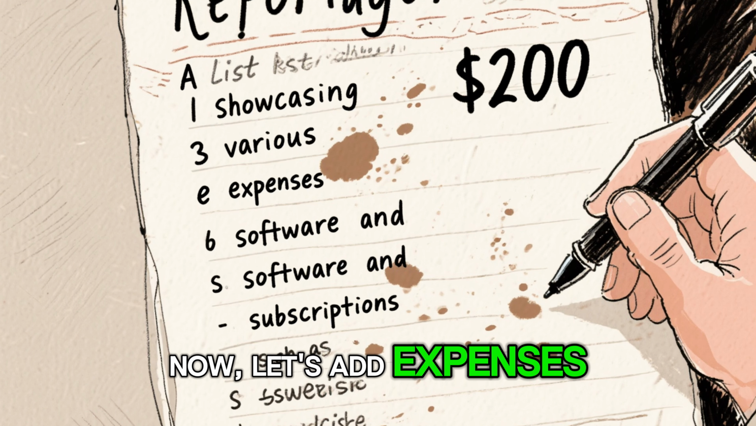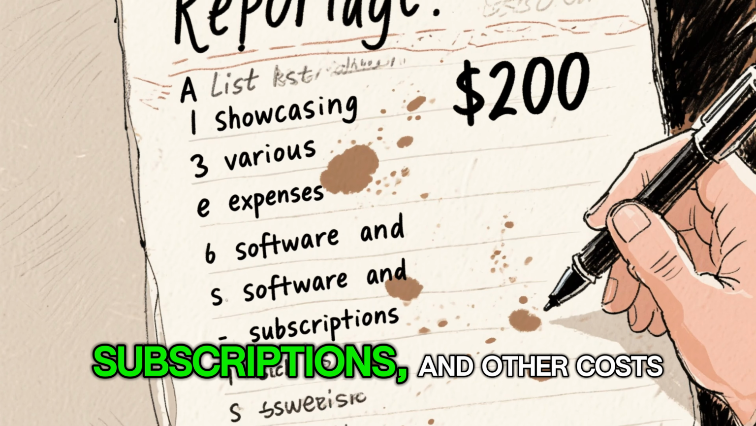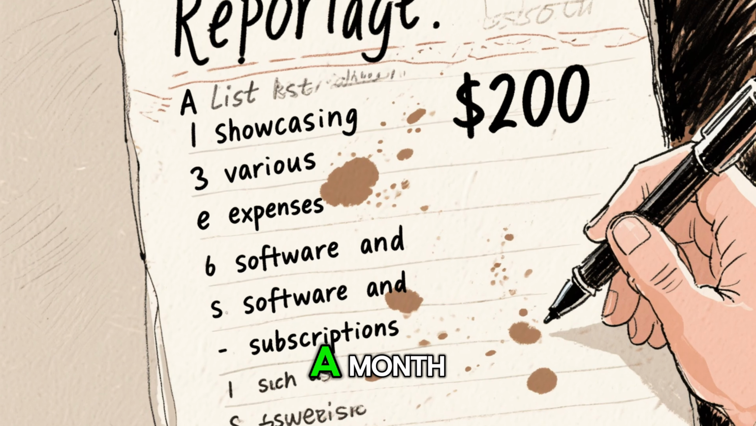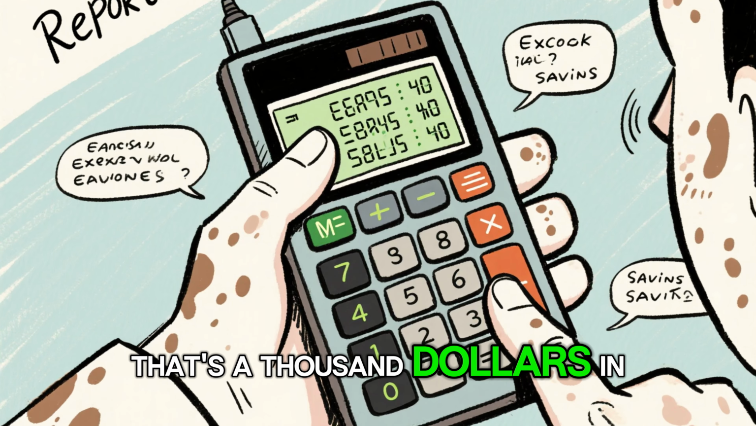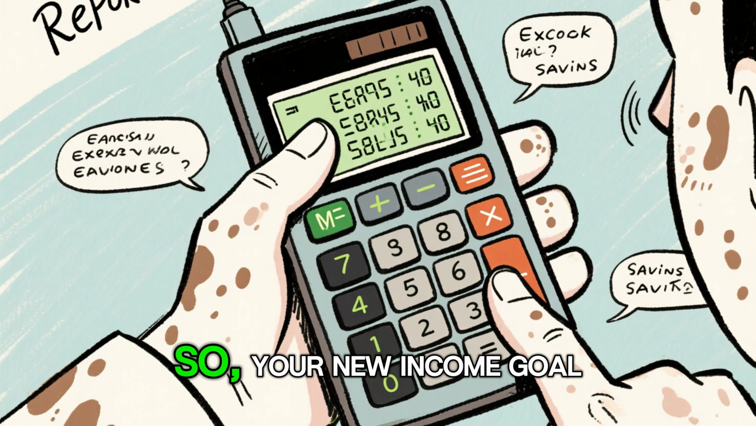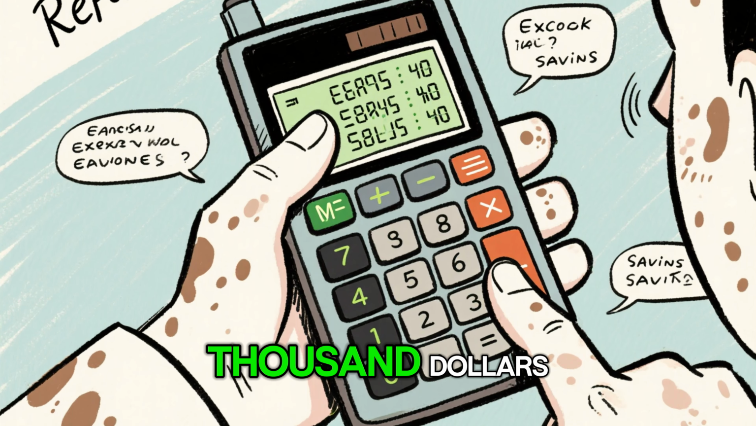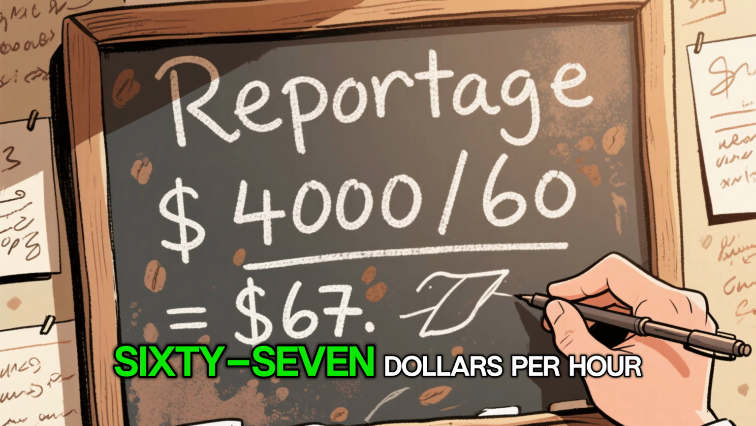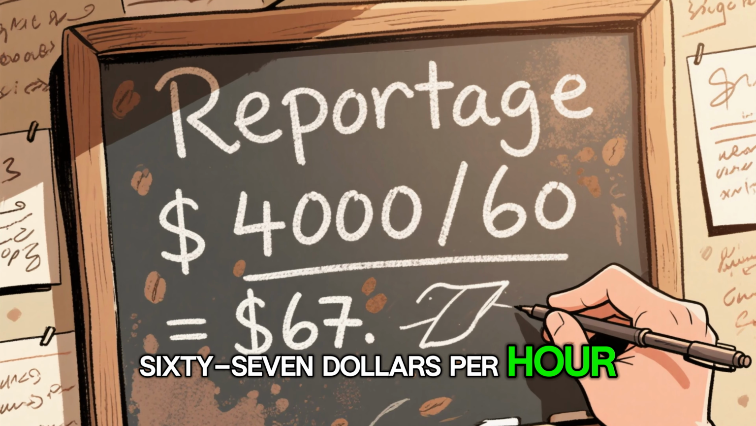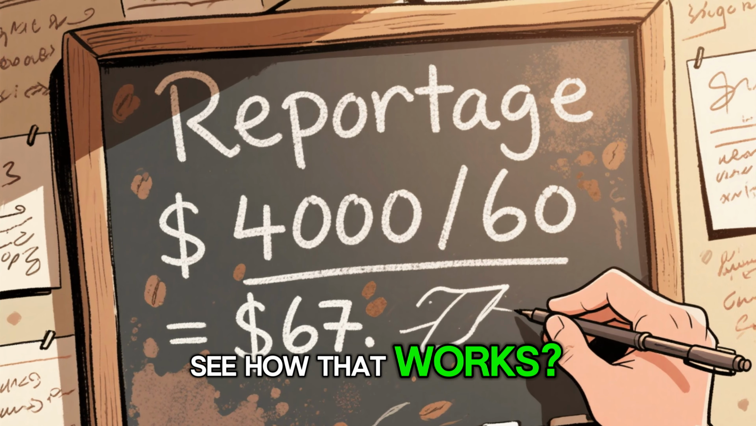Now let's add expenses. Let's say your software, subscriptions, and other costs come to $200 a month, and you want to save $800 for taxes. That's $1,000 in expenses. So your new income goal is $4,000. 4,000 divided by 60 hours is about $67 per hour. See how that works? You adjust your rate to cover your costs and hit your profit goal, not the other way around.